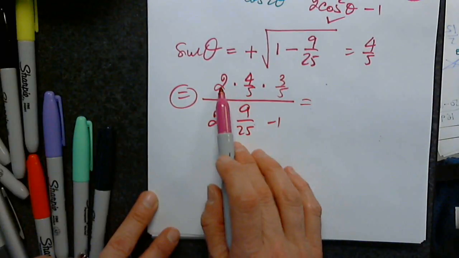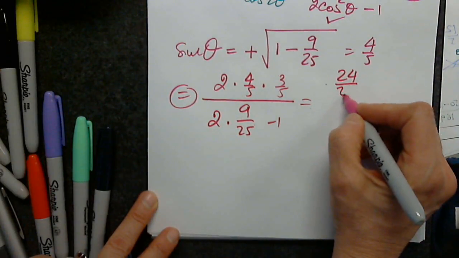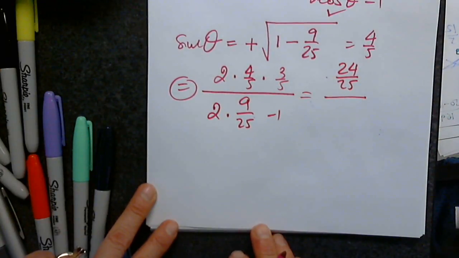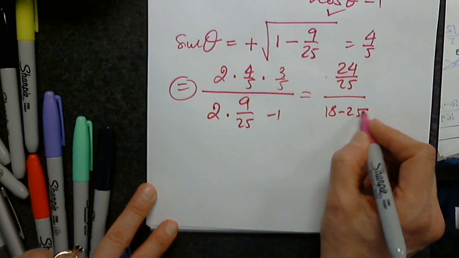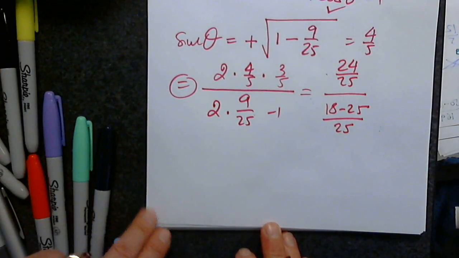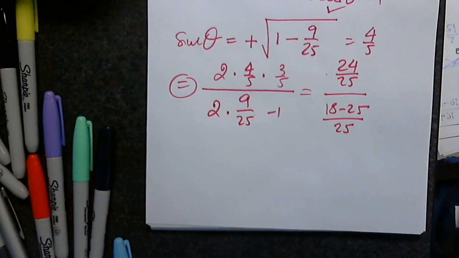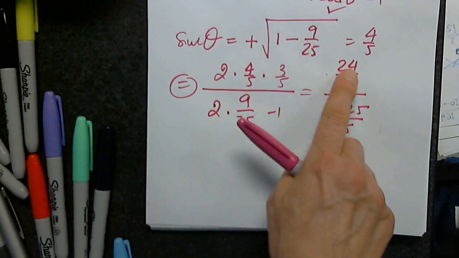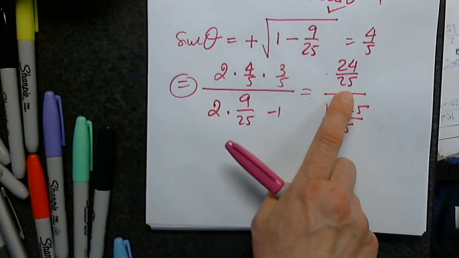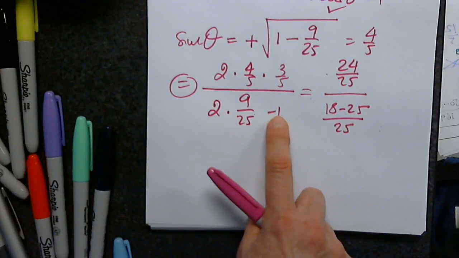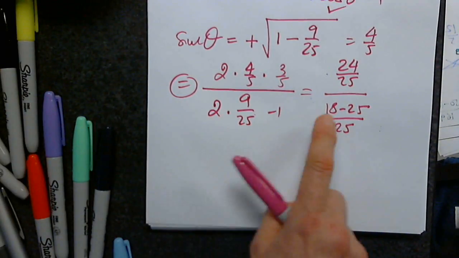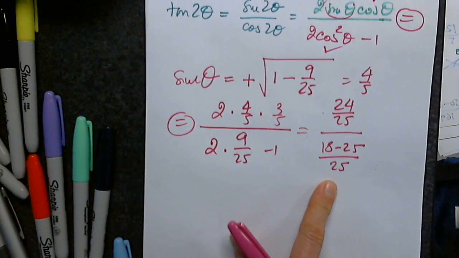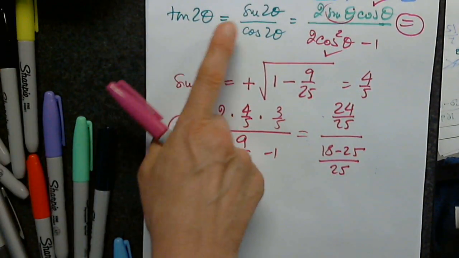So 4 times 3 is 12, 12 times 2 is 24. The numerator is 24 over 25. And the denominator is 18 minus 25 over 25. Are we in agreement with this? So what do you write right here? This 2 times 4 times 3 is 24. 1 times 5 times 5 is 25. 2 times 9 is 18. I have to change this into 25 over 25. So 18 minus 25. No, you're still looking for sine theta? Or? I'm looking for tangent twice theta, which is sine twice.